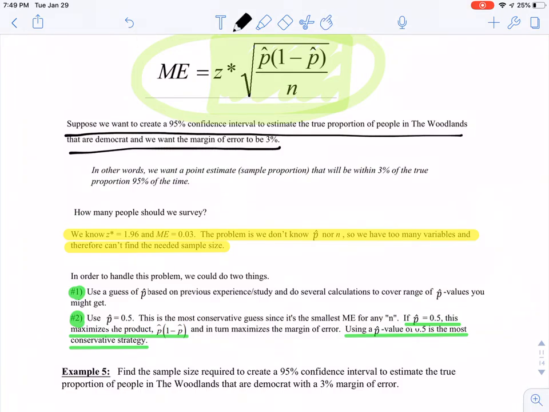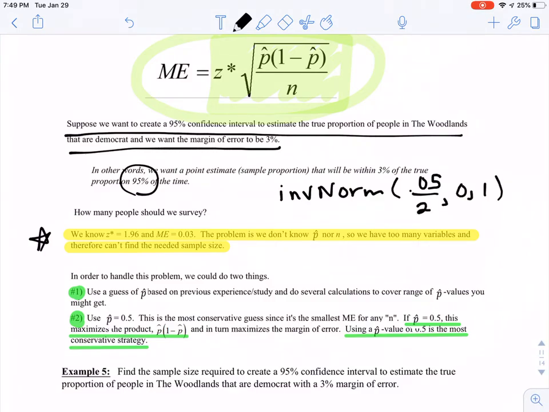Okay, well, we can easily calculate if we're going to do a 95% confidence interval. We would type in something like this on the calculator to get the z-score, and the z-score would be 1.96. Okay, we know what we want the margin of error to be. The issue is we don't know the sample proportion, and we don't know the sample size. That's what we're trying to figure out. What should be the sample size? So we kind of have too many variables because we don't know p-hat and we don't know n.